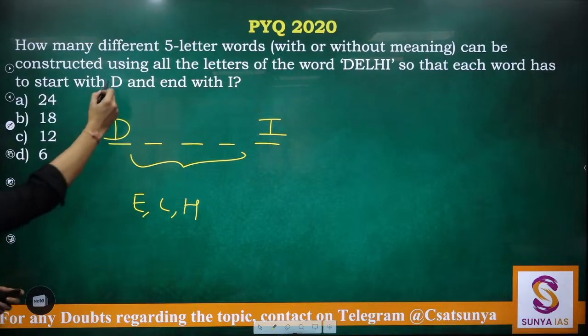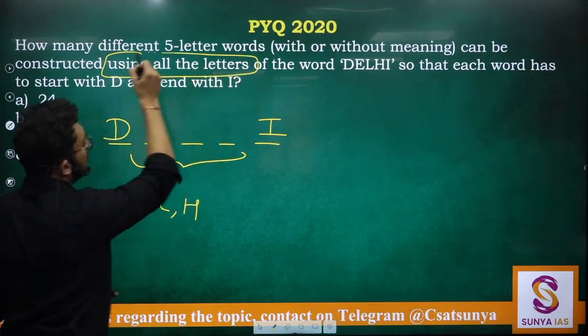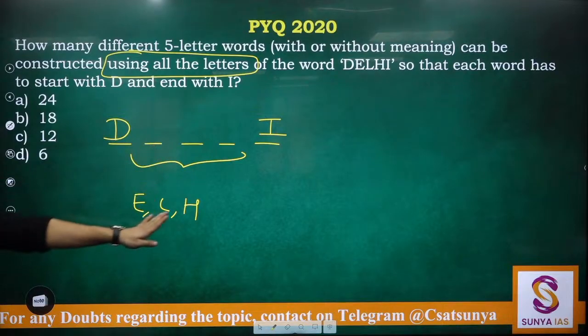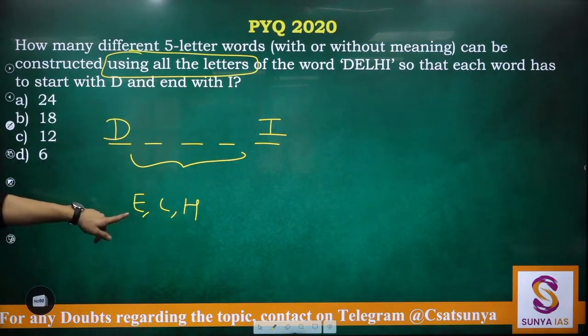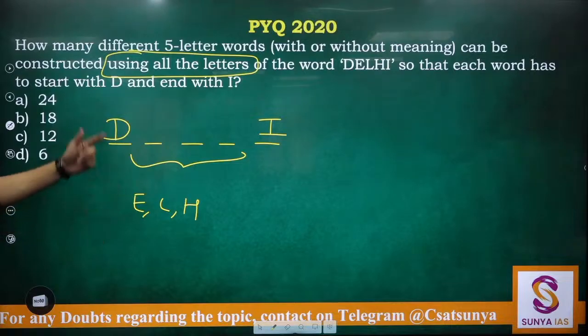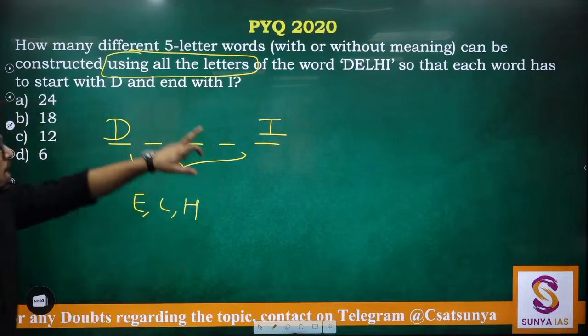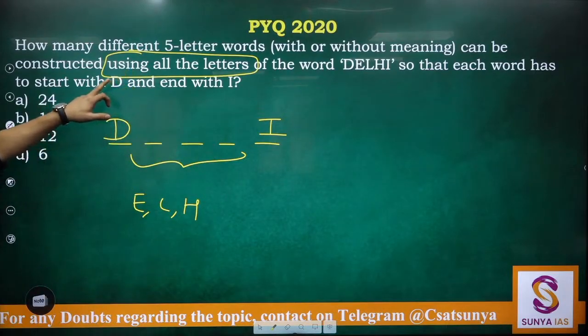यहाँ पर it is written that using all the letters. So if I have to use all the letters, I cannot skip any of the letters. If I repeat D, then I'll have to not use one of these. कोई एक तो छूट जाएगा, ठीक है? So I cannot repeat any of the letters. It might happen that in a question ये नहीं लिखा होगा that you cannot repeat. You have to get it from the wordings in the question.